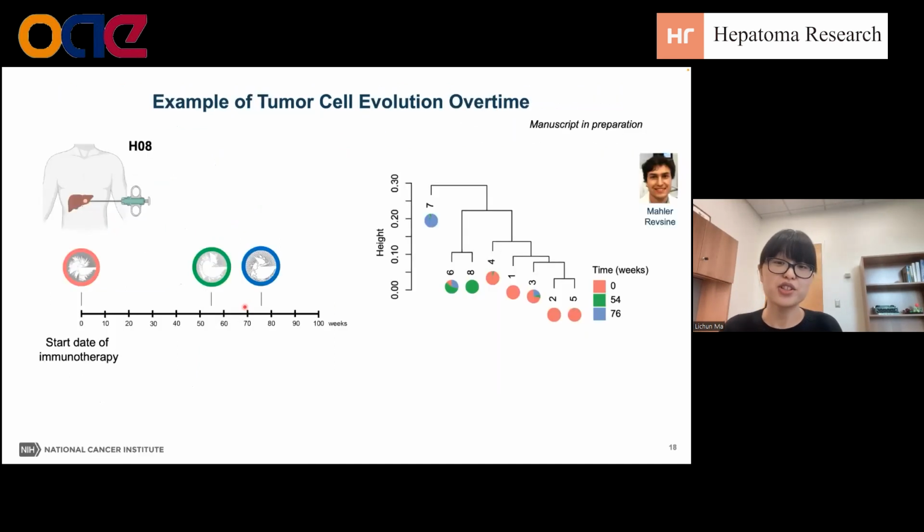We are also interested in biomarkers during liver cancer evolution. For example, in this hepatocellular carcinoma patient, we collected one tumor biopsy before immunotherapy and two other biopsies after this patient received the immunotherapy. My fellow modeled the tumor functional clonality over time to try to identify biomarkers during tumor evolution in response to immunotherapy. And we have a manuscript in preparation.